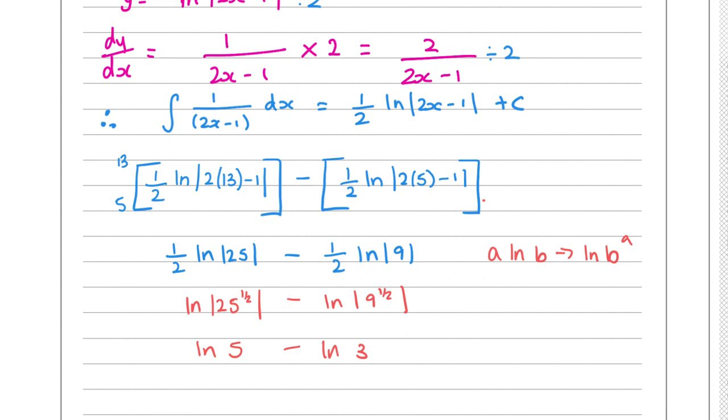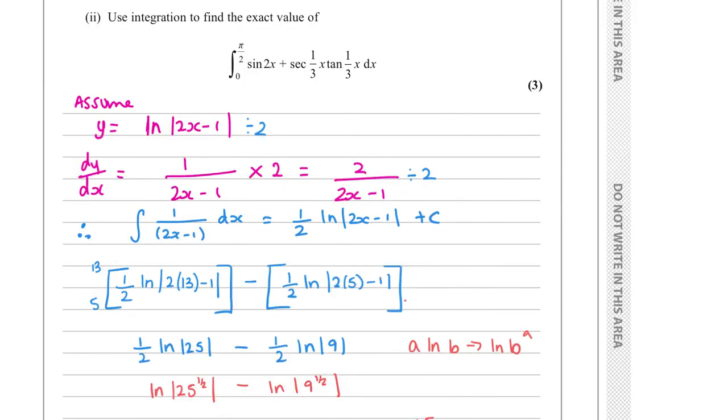And then we know the log laws. When we minus, it means we divide. So this is actually ln of 5 over 3 in its simplest form. And you can see I didn't use a calculator once for any of that. Okay then, so that was question 4, part i.